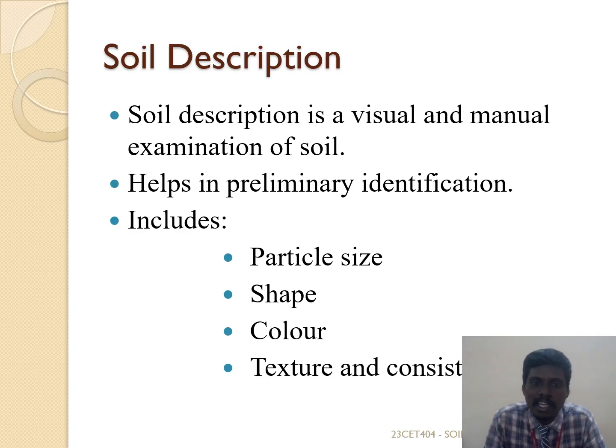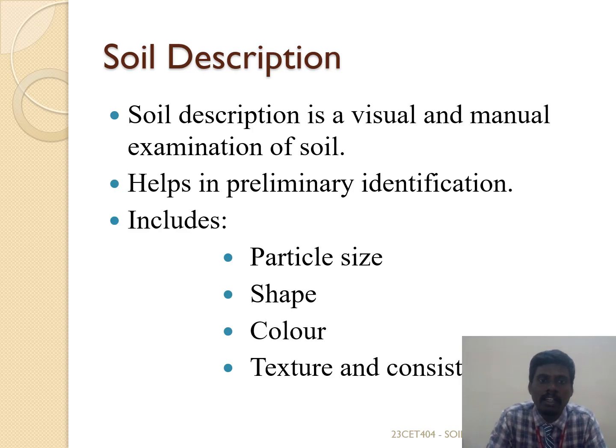The next one is soil description. Initially we have to identify the soil. Soil identification is mainly useful before starting the constructions. The soil description is mainly a visual or manual examination. It includes the size of particles, which means the grain size. The next one is the shape of particles. What is the shape? The next one is the color. What is the visual color? And the next one is the texture and consistency. Based on that, the soils are described.